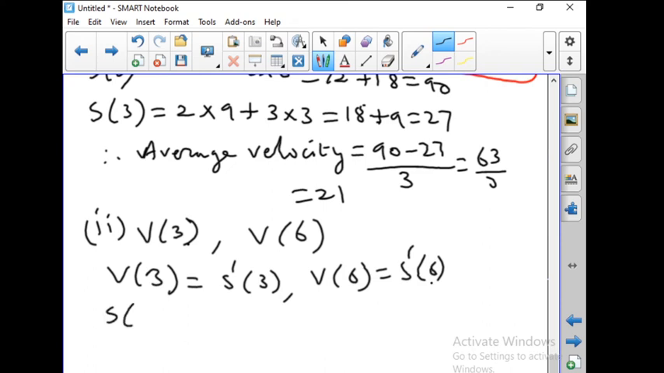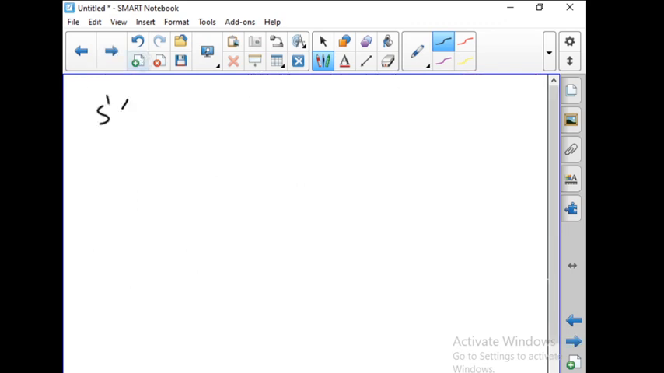So what is s of t? S of t is equal to 2t square plus 3t. So now we will find s dash. So what is s dash of t? S dash of t is equal to 4t plus 3, because t square becomes 2t when you differentiate. So 4t plus 3.